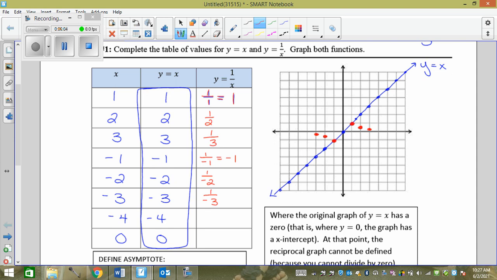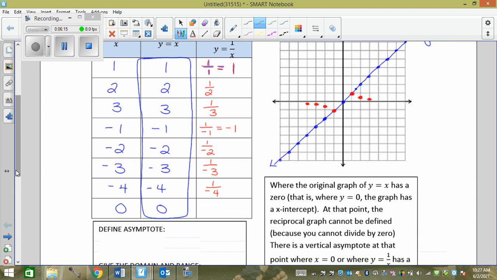And this one's going to be -4 and 1 over -4. So -4 and -1/4. That's getting awfully close to the x-axis. And then 0 is 1 over 0. Uh-oh. Can I divide by 0? No. This would be undefined.